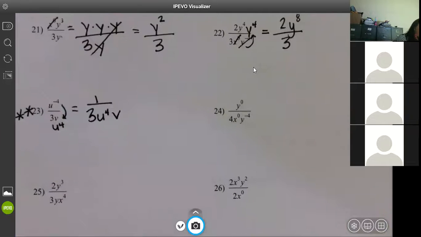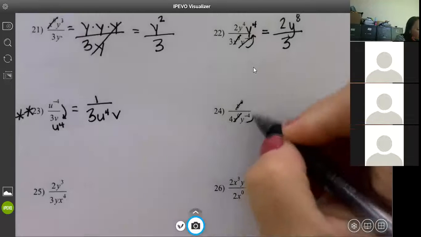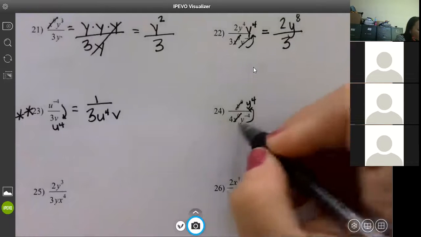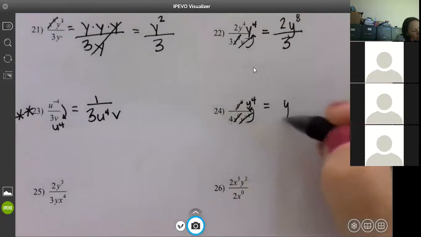24, what can I do? Here it is. Keep going. Put the negative 4 on top. So what do I have left on top? y to the 4 over 4.